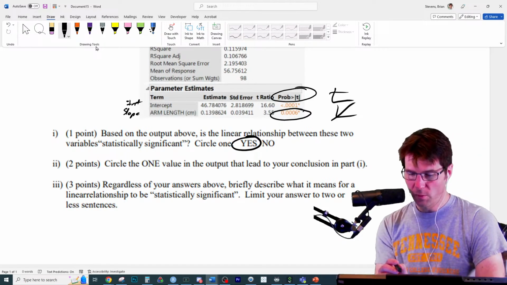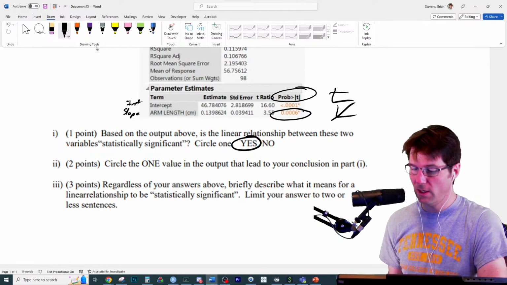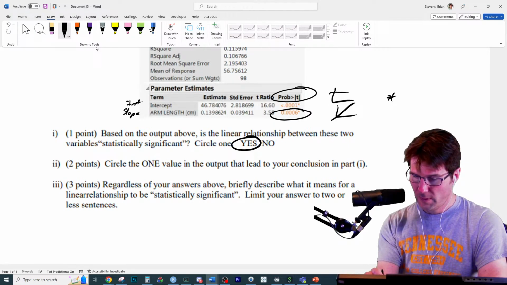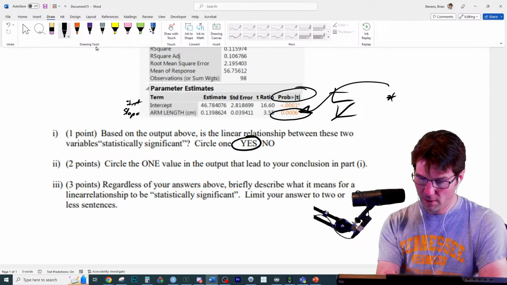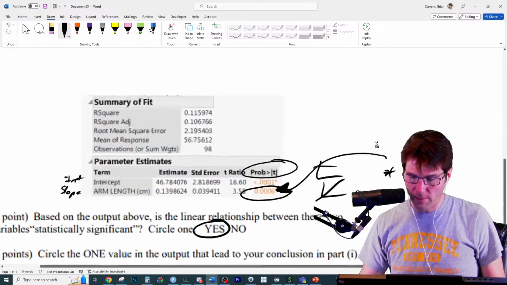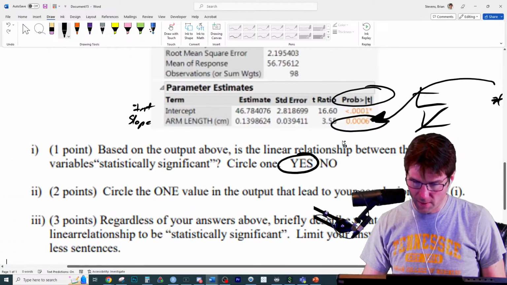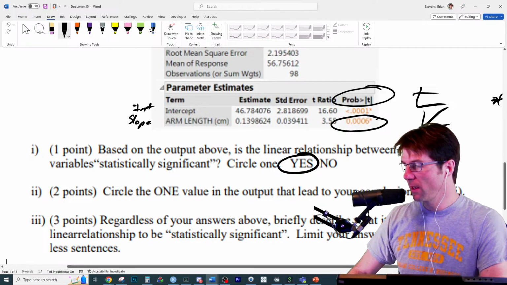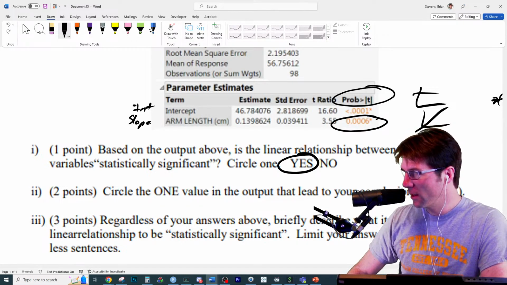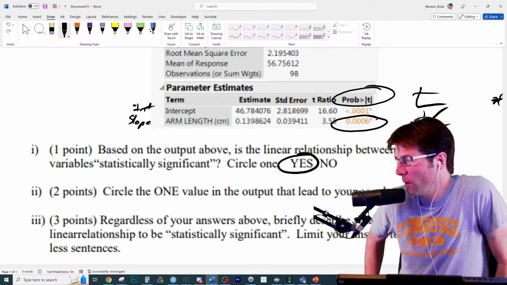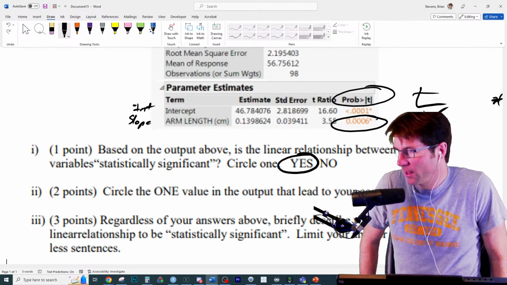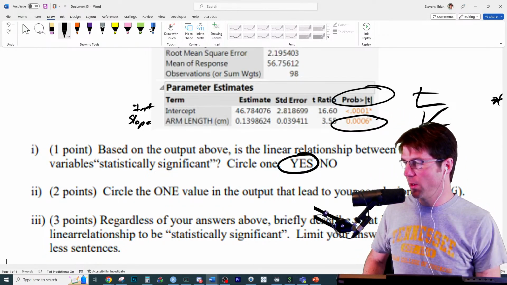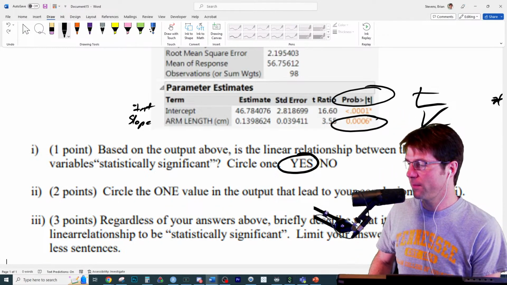Now, in JMP, when something is statistically significant, it actually adds a star to it. So do you see the star right over there? That little star right there, which I might be covering up now, means statistical significance. So think about it, Sloan, is 0.00006 less than 0.05?